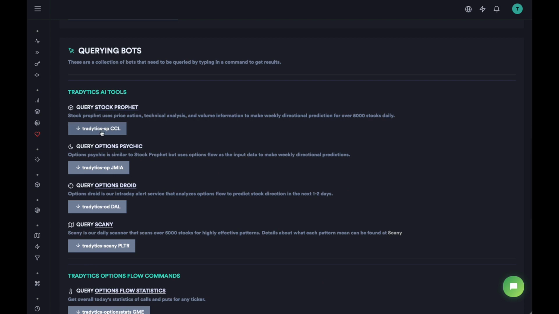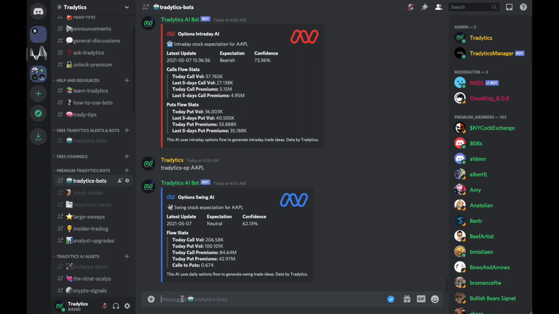So stock profit, this is SP. Option psychic, this is the options part for swing trading. This is OP, options divided OD. Then we have scanning. So let's say we want to look at some scanning signals. We have scanning. Let's do Apple.